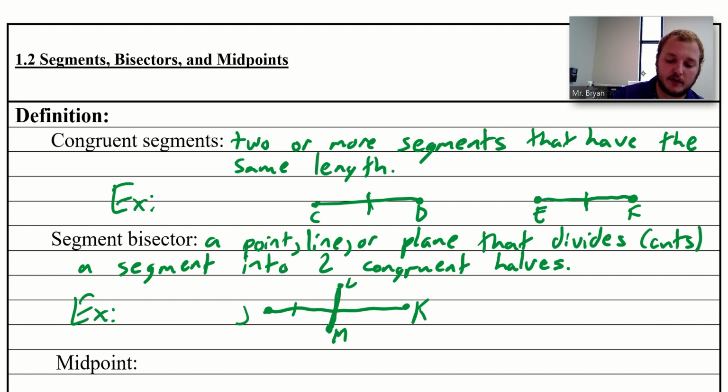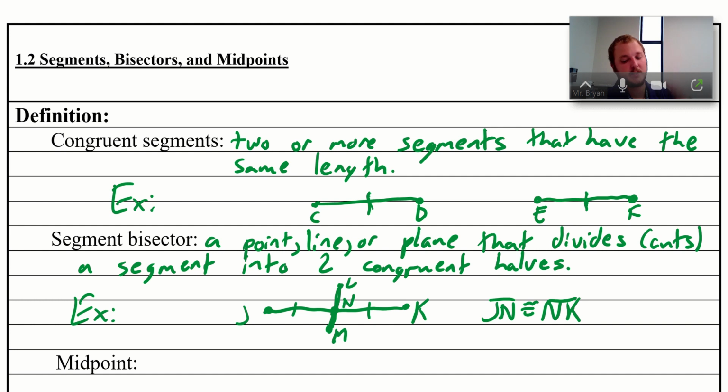So we know when I have congruent, that means I can mark that with 2 dash marks. So now I'm saying J, and then whatever this intersection point is, let's just call it N. JN is going to be congruent to NK. That's what that means. You'll hear that with segments, you'll hear that with bisectors. It just means cut in half. Two congruent halves come out of it.